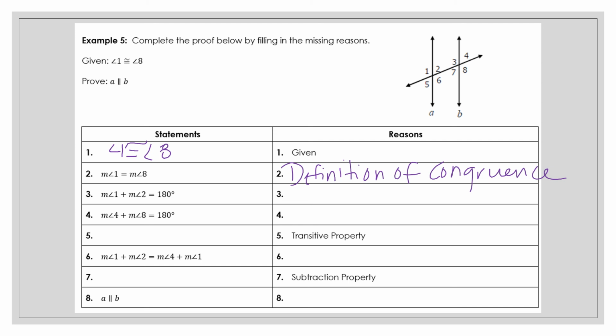Now I'm going to make the statement that the measure of angle 1 plus the measure of angle 2 is 180 degrees. And if you look at that picture, you can see that that would be accurate because those form a linear pair. So that's our linear pair property. And then for step 4, the measure of angle 4 plus the measure of angle 8 equals 180. Also linear pair property.